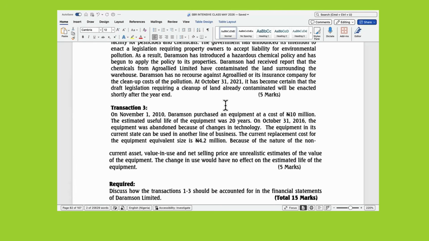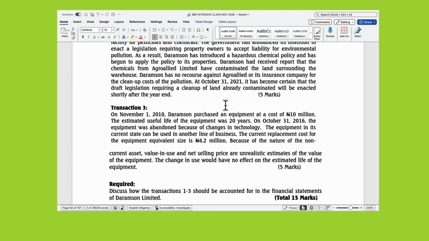Okay, so when we do that, how can we account for it since we want to sell it, or maybe we want to scrap it? Is it the same accounting method we use?